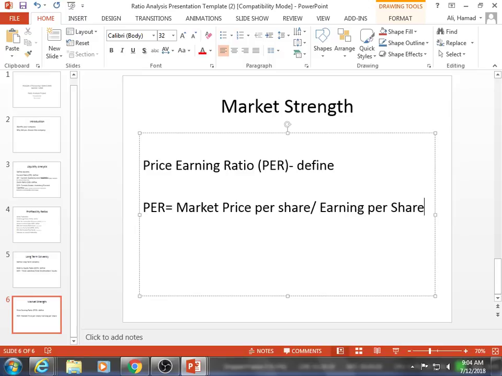What did you get? It keeps giving me 154. 44 divided by 0.29, you get 154. That's fine. That means people are desperate for that. They are willing to pay 154 times as much as it earns.